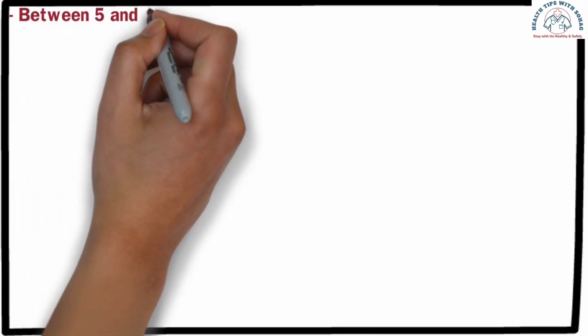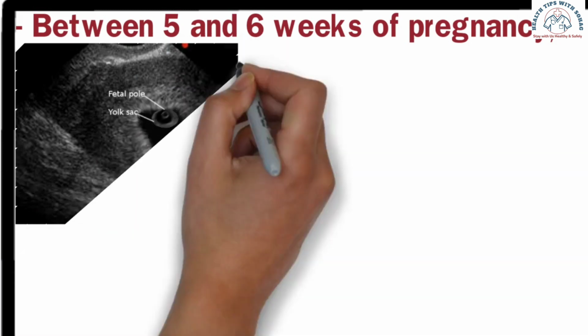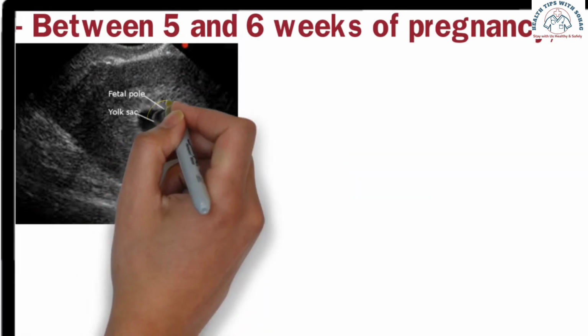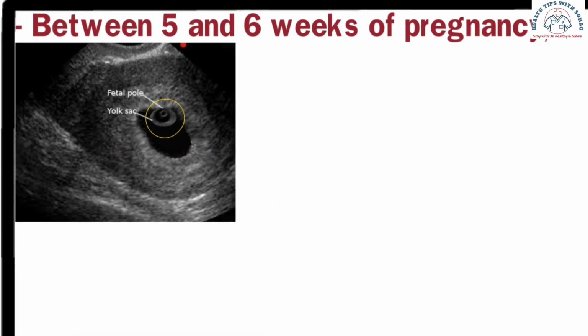Between 5 to 6 weeks of pregnancy, an ultrasound typically shows the gestational sac and yolk sac but no fetal pool. After the gestational sac forms, a ring-like circle called the yolk sac develops. The fetal pool forms after the yolk sac.